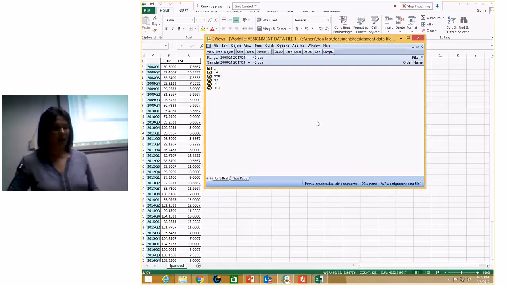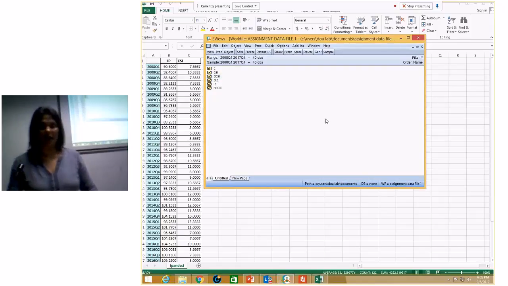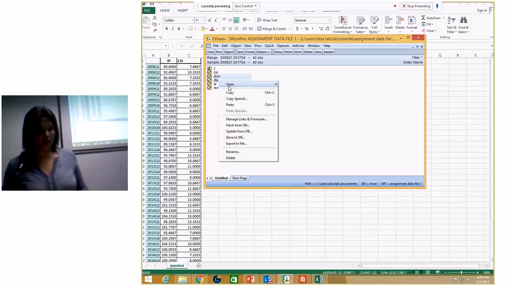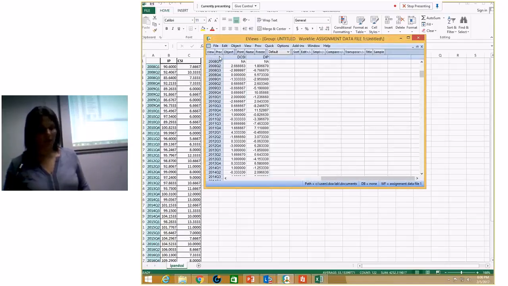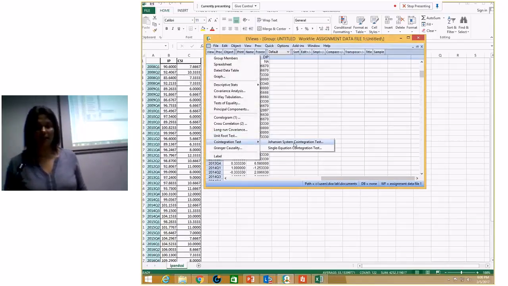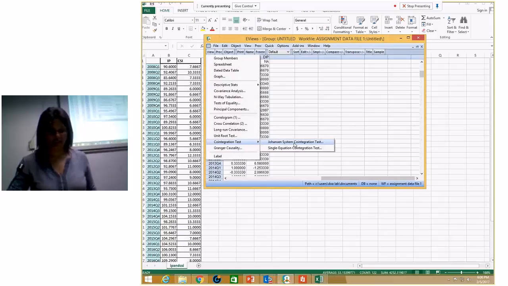Then, are both variables co-integrated? All these variables are co-integrated. Then go to the variables, open DCSI and IP as a group. Then view co-integration test. Do the Johansen system co-integration test.